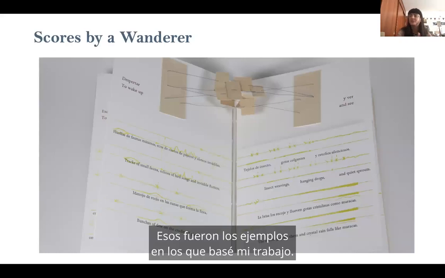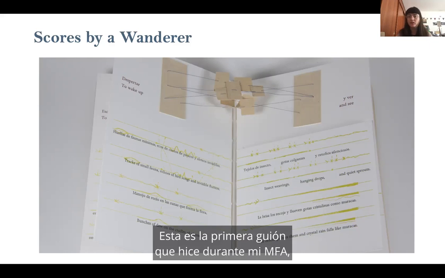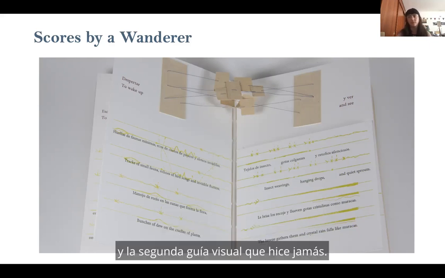So those were the examples I based my work on, and now I'm going to show you 3 or 4 of my own books. This is the first score I did during my MFA and the second visual score that I did ever.